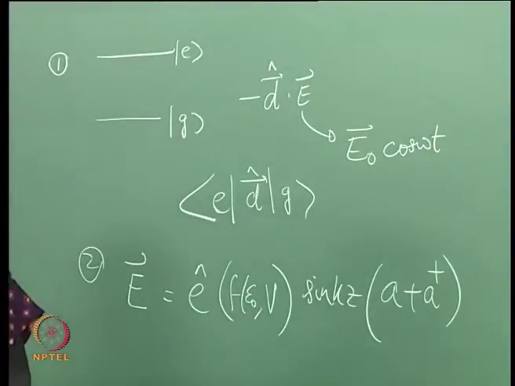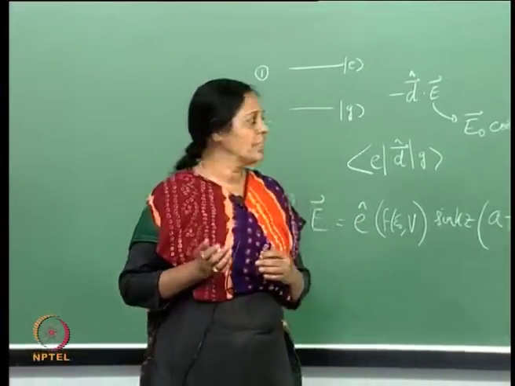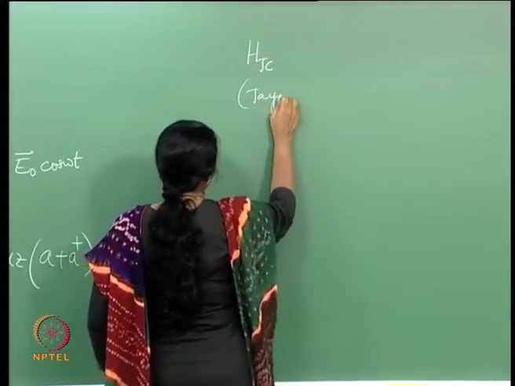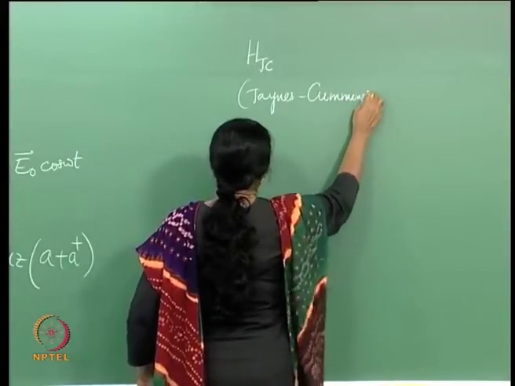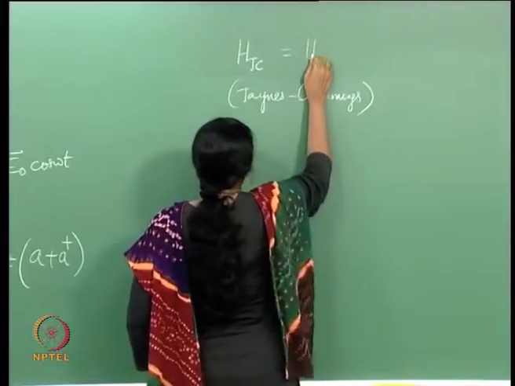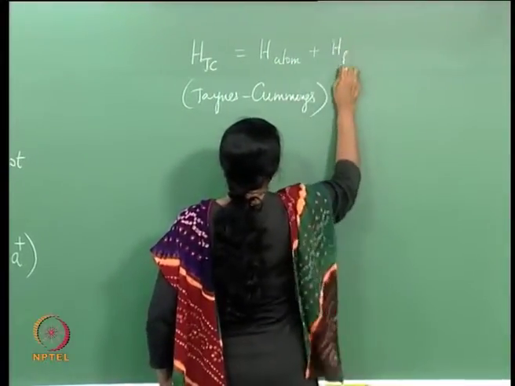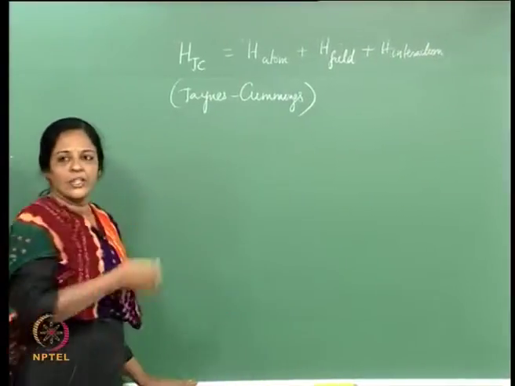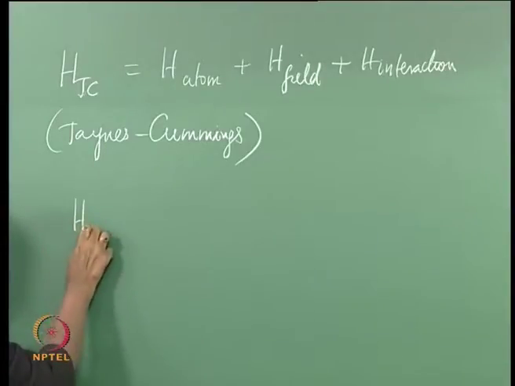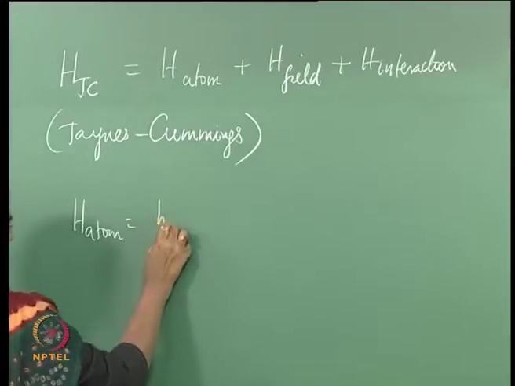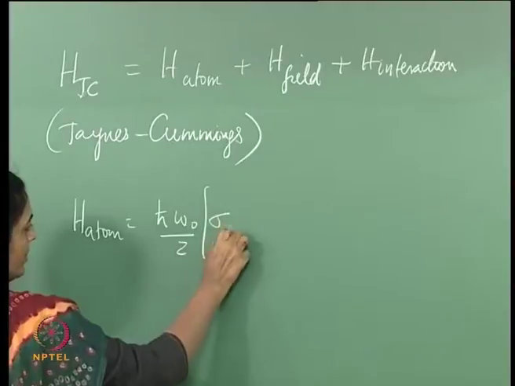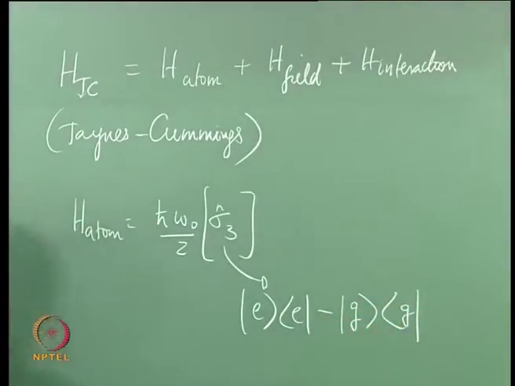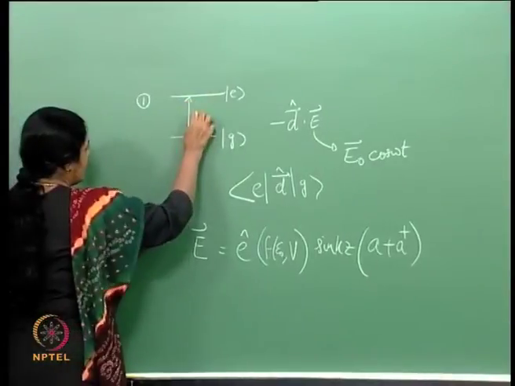And then in that situation, we could write down the Hamiltonian for the atom field interaction. The Hamiltonian itself was the Jaynes-Cummings Hamiltonian. This had three parts. We had discussed this Hamiltonian and written out H atom as h cross omega naught by 2 sigma 3, where this operator is simply E minus Gg, and h cross omega naught is this difference in energy.